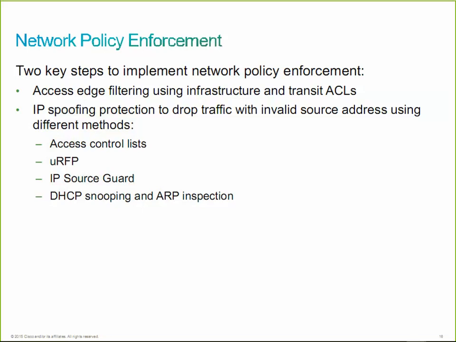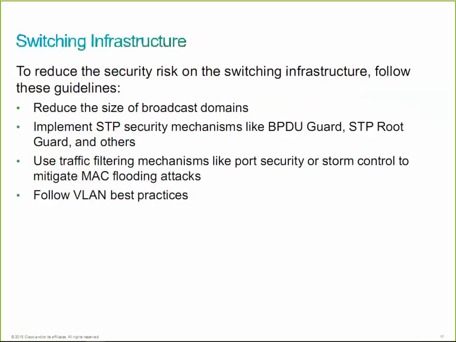DHCP snooping, ARP inspection, these are also protection mechanisms, right? ARP inspection is used to protect the ARP process, the query process, the reply process, to prevent ARP spoofing, MAC address spoofing, and to prevent ARP poisoning attacks. And it also works with the DHCP snooping binding database. It's a little bit too much to go through all of these tools specifically in this class, because we learn about those tools in the CCNP Route and Switch class, but these are things that you should consider implementing, right?